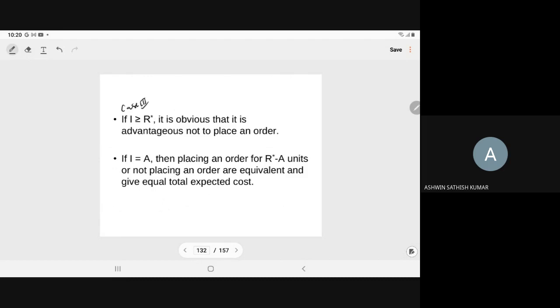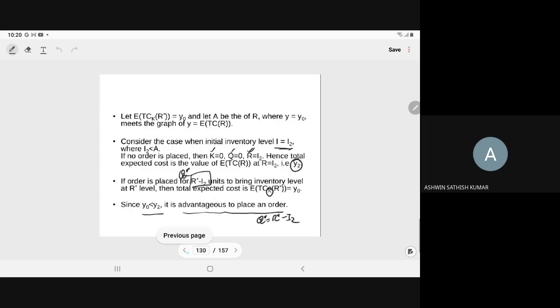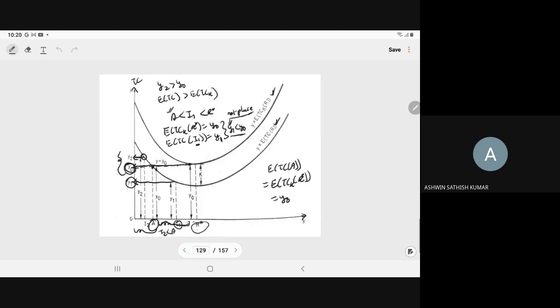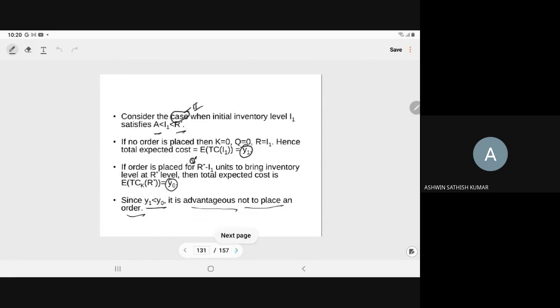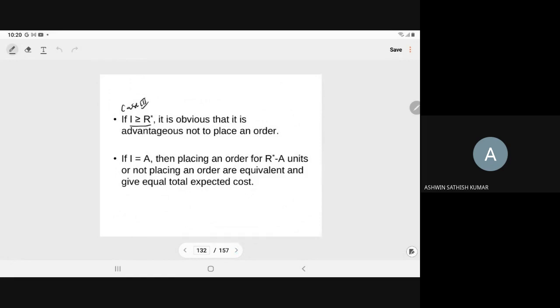In the third case, the initial inventory is greater than R star. If the initial inventory is greater than the desired inventory, it is obvious not to place an order. If you already have enough items, whatever the required amount, naturally it is obvious not to order. So when I is greater than R star, it is advantageous not to place an order, because you already have more items than the desired amount.